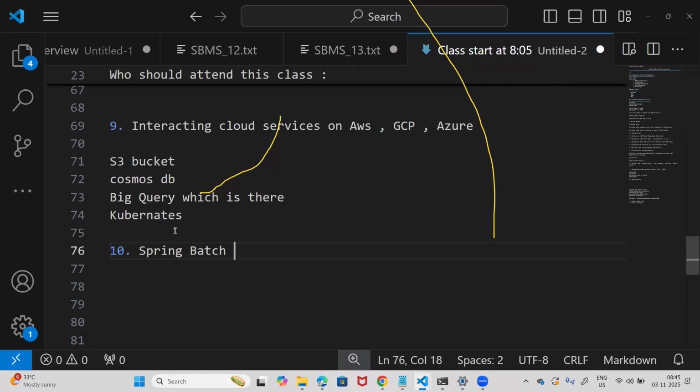But when compared to other technologies, Java has a very good market, guys. And Spring Boot microservices have a very good market, trust me. Spring Batch, come on, guys. So you can say, whatever it is, processing a large number of records, guys.